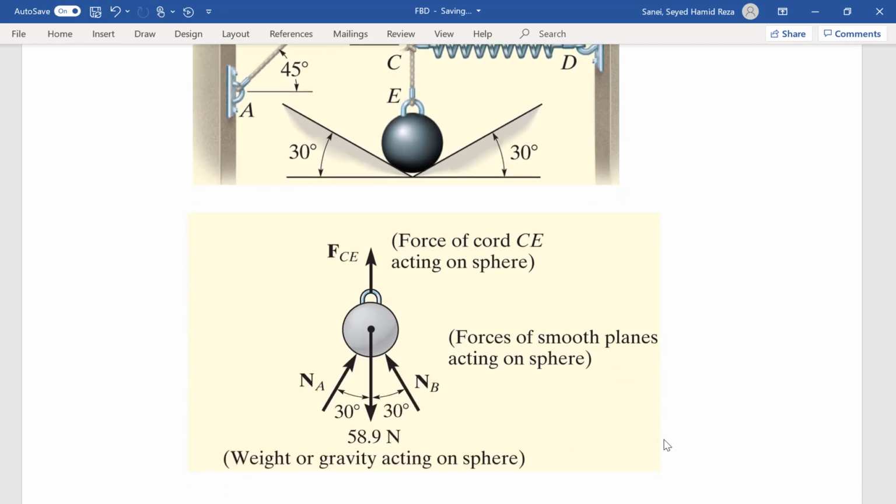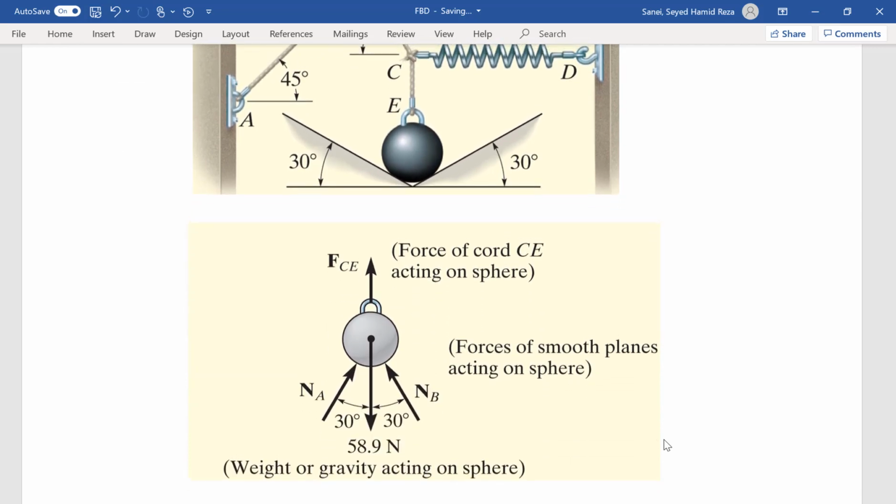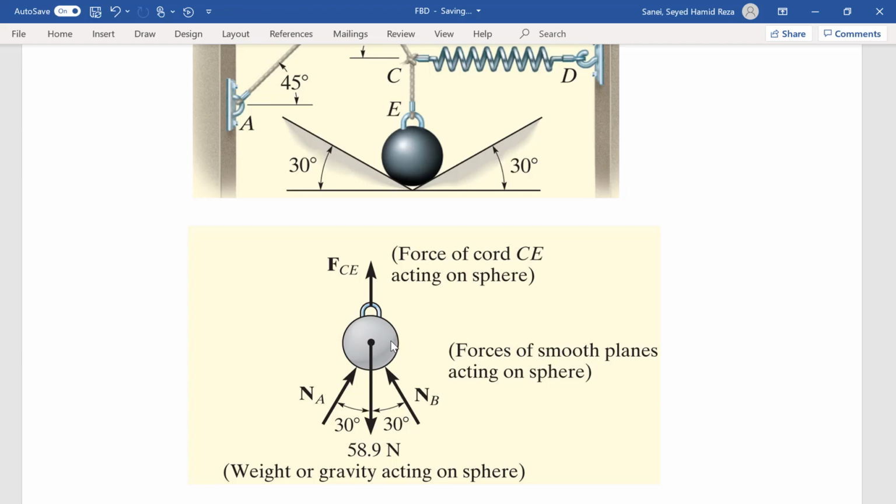So here is the solution. You can compare it with what you have drawn. You can see this is a steel ball. I have separated it from its surroundings. That's the first step in drawing a free body diagram. The second step is to draw all the forces, and then the magnitudes and the directions.